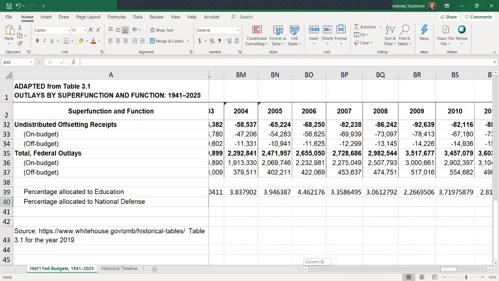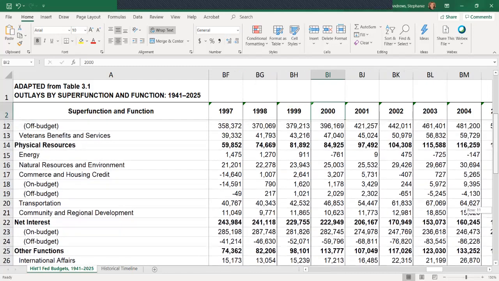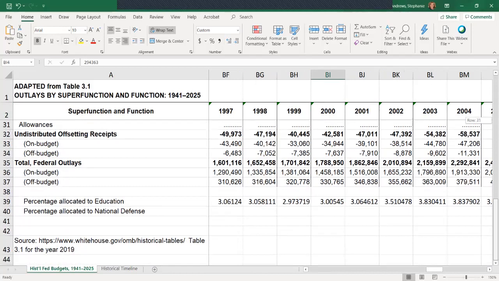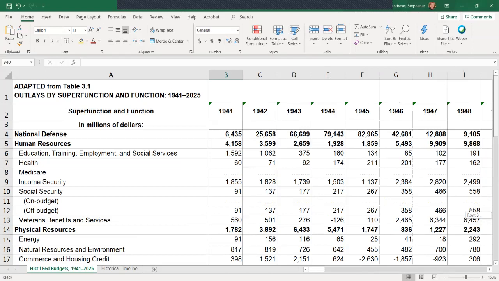Again, I'll scroll over here to 2000. And in the year 2000, I'm going to grab the amount spent on national defense. I'm going to take that number and divide it by the total federal outlay in 2000. I'm going to multiply by 100, and I'm going to set that number aside, and then I'm going to do that for 2019. After I've done those by hand, I'm going to come back over here, and I want to do it inside the Excel spreadsheet.